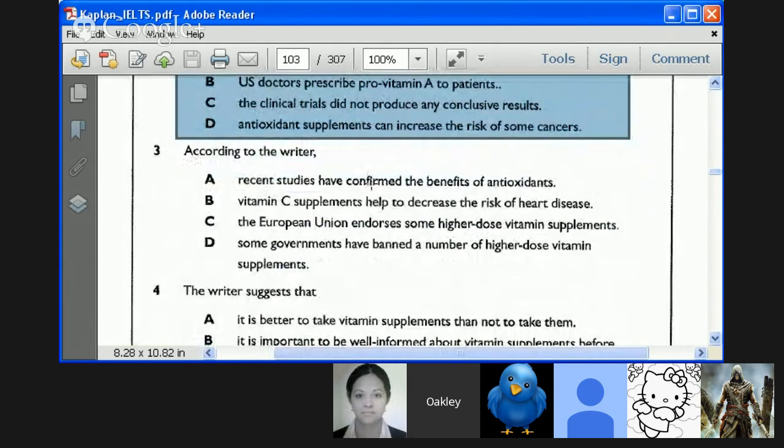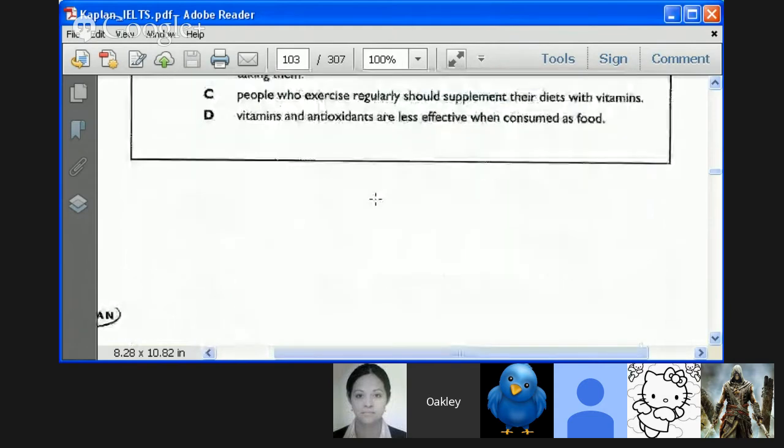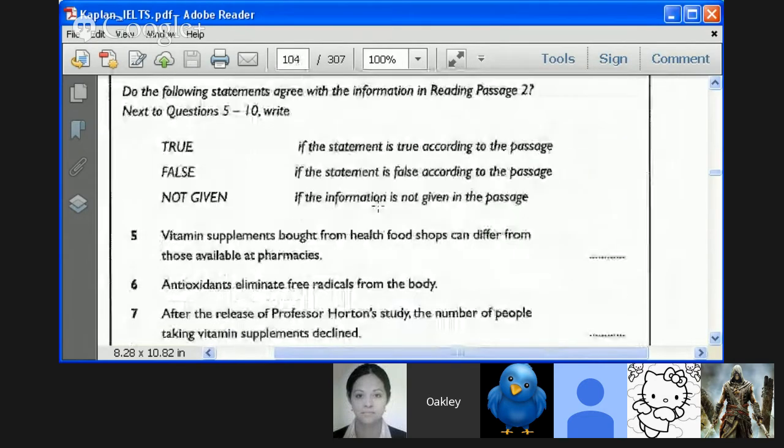All right. I'm going to skip forward now to true, false, not given questions because this always comes up on the test. Multiple choice, not so much. There may possibly be 3 or 4 multiple choice questions. There can be 8 or 10 true, false, not given. So I'm skipping forward to this.